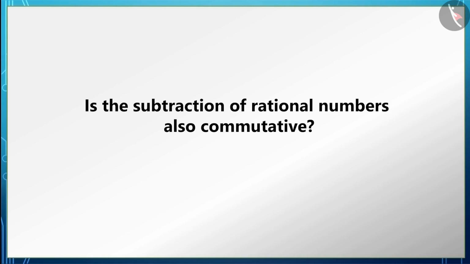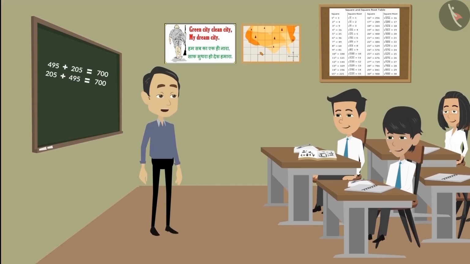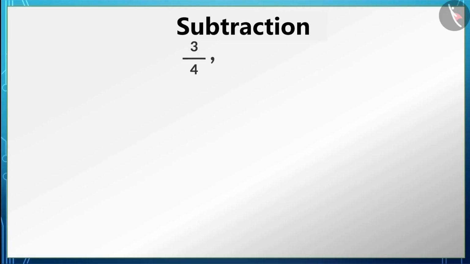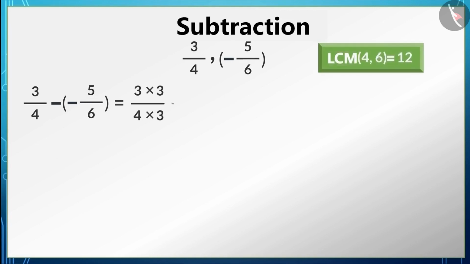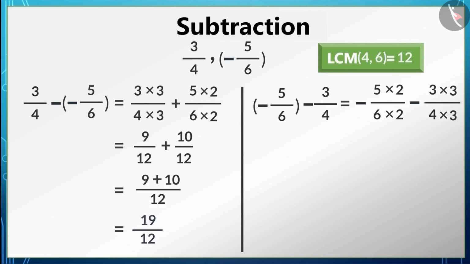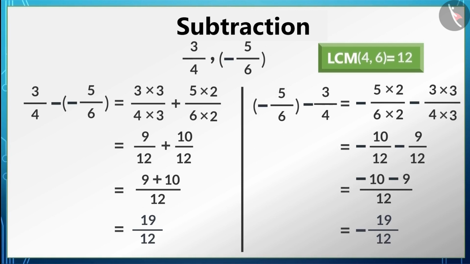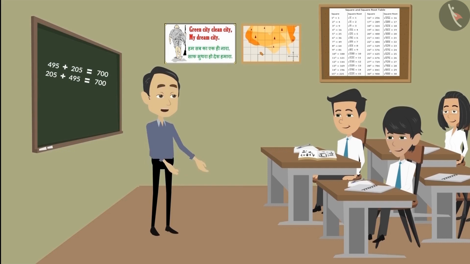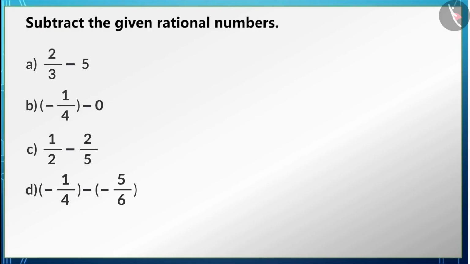Children, but is the subtraction of rational numbers also commutative? First, let's take two rational numbers such as 3 by 4 and minus 5 by 6. Now first subtract minus 5 by 6 from 3 by 4, which we will do in this way. Next, change the order of the numbers and subtract 3 by 4 from minus 5 by 6 and state the answer. Sir, we have got a different answer in both the cases. You are right, Mohan. Solve all the questions given here.